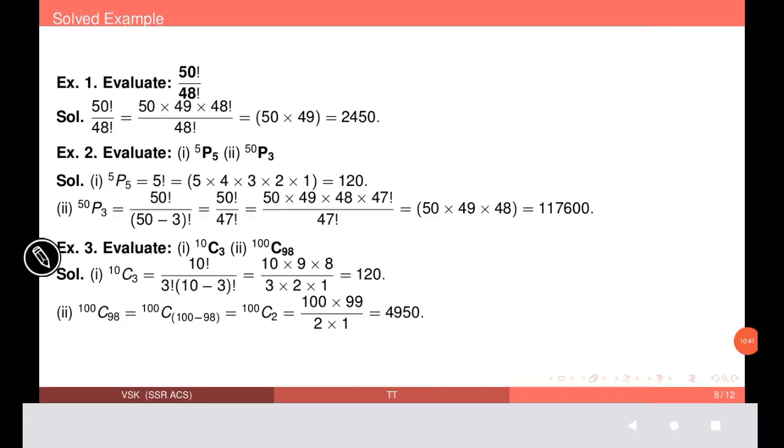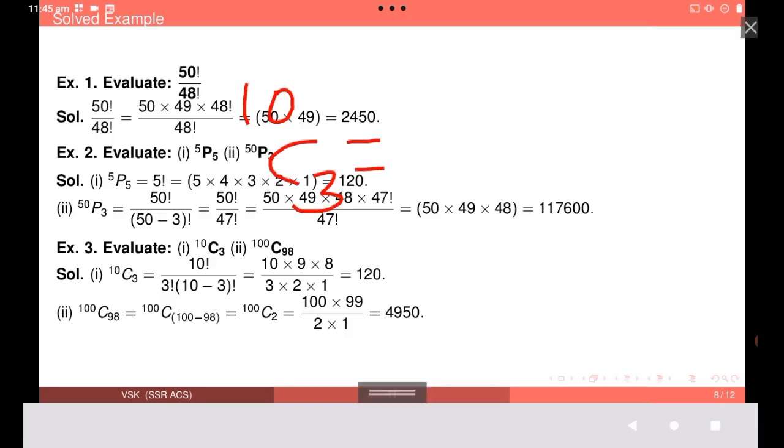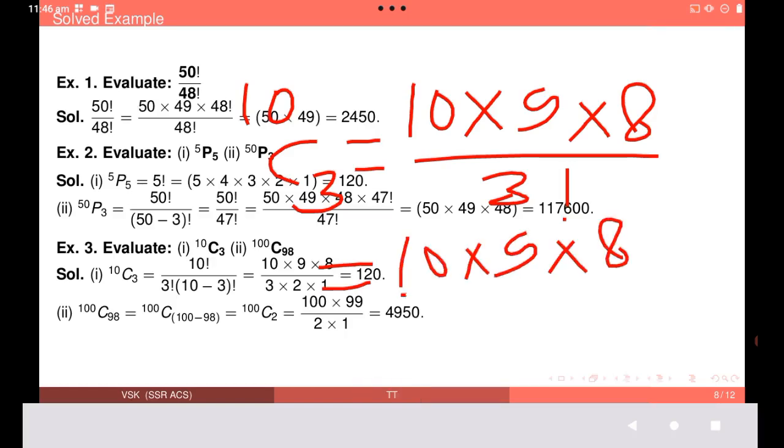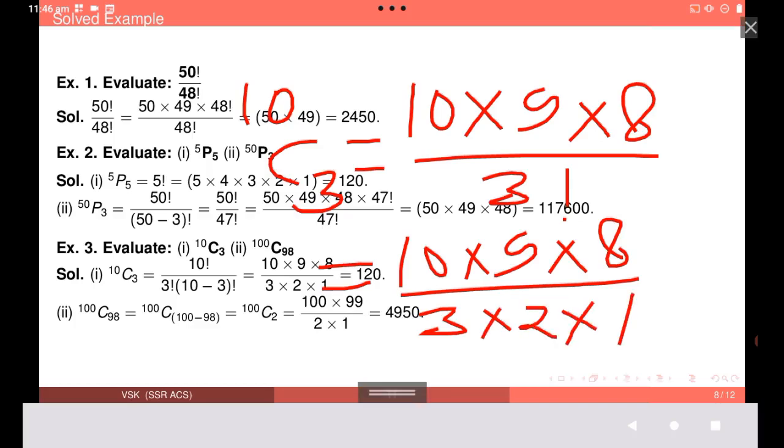Similarly, the combination 10C3. As I told you, how will you evaluate this? You can evaluate by writing 10 into 9 into 8 divided by factorial 3, that is 3 into 2 into 1. So whatever the answer will be, here the answer is 120. So you can evaluate this by multiplying this and dividing by this.